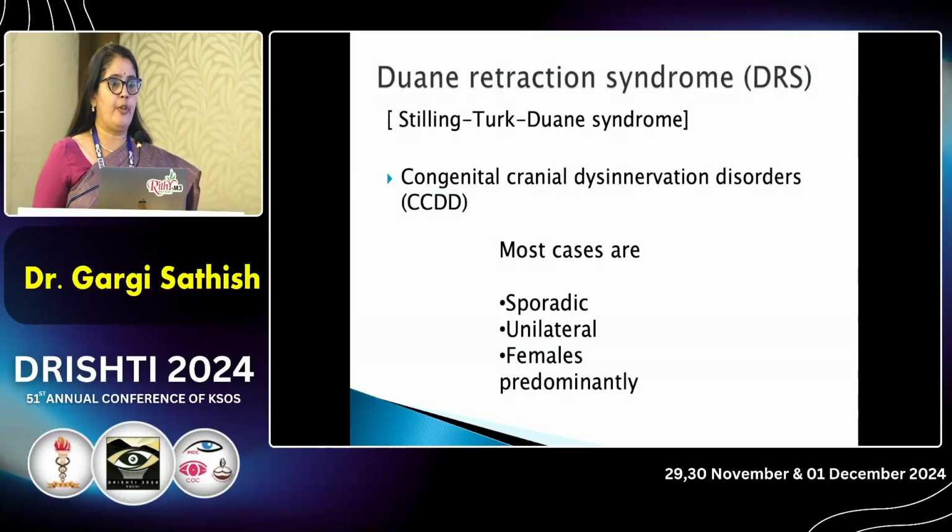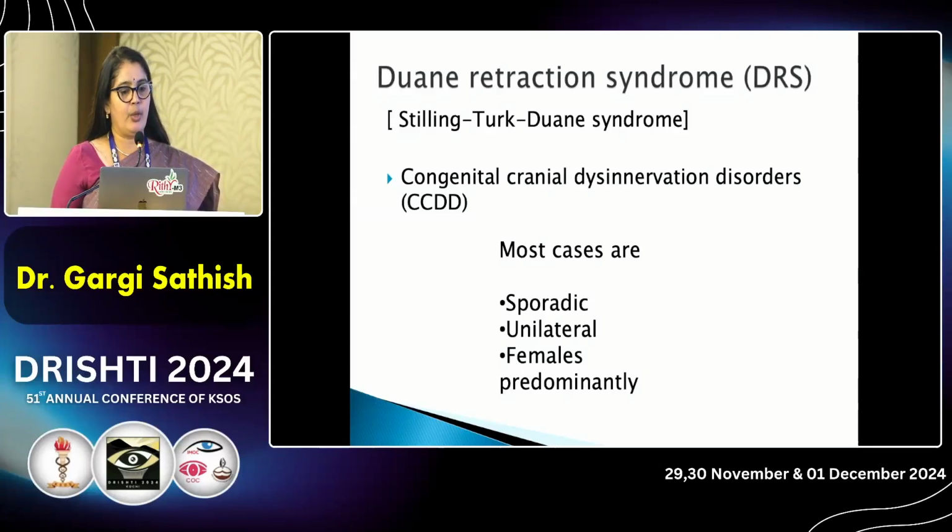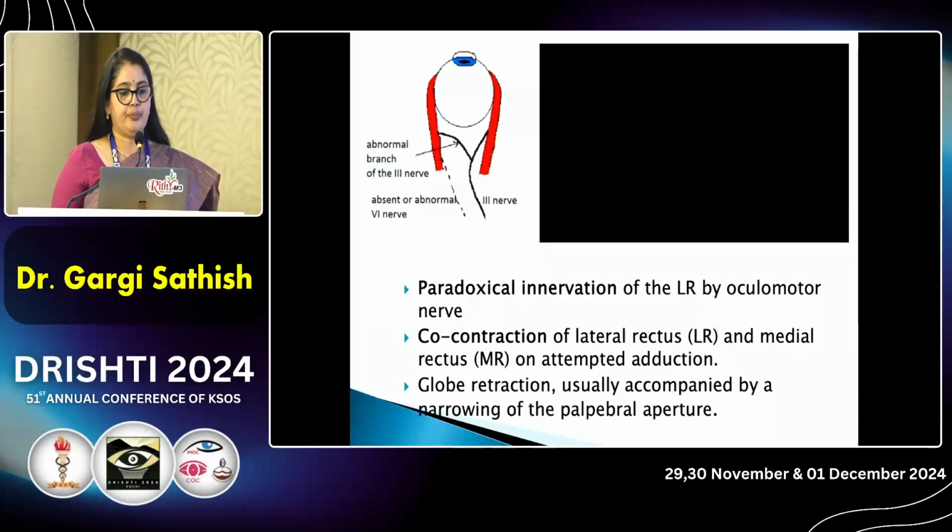So the favorite of everyone will be the Duane because it is very easy to diagnose. Even my JR1s are very happy to see a Duane's because they can easily diagnose the condition. But it has its own intricacies. It comes under the congenital cranial disinnervation disorders. Most cases of Duane's are sporadic, they are unilateral usually, and somehow is seen slightly more in female children.